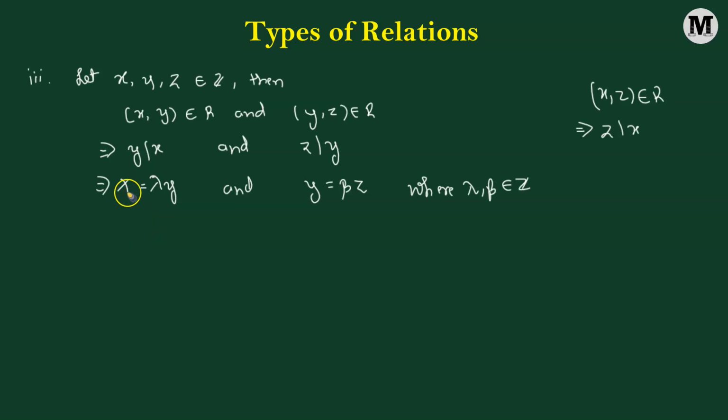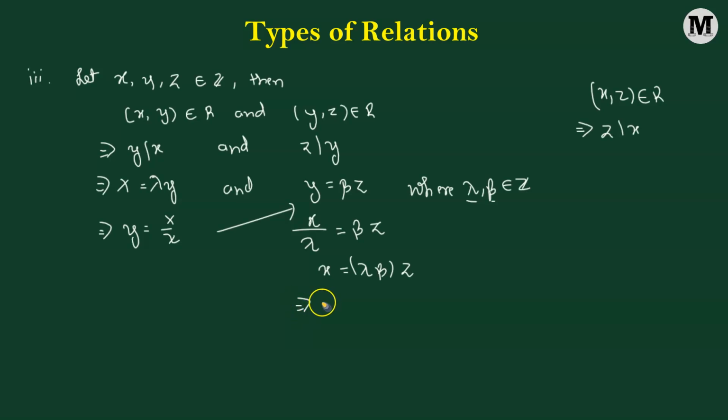So from here let's isolate Y. Y is going to be X over lambda. We substitute Y with X over lambda into this equation, so we get X over lambda equals beta times Z. So X is equal to lambda times beta multiplied by Z. Now lambda and beta being integers, the product is also an integer. So we have shown that X is a multiple of Z. In other words, the ordered pair X, Z belongs to the relation R as well.